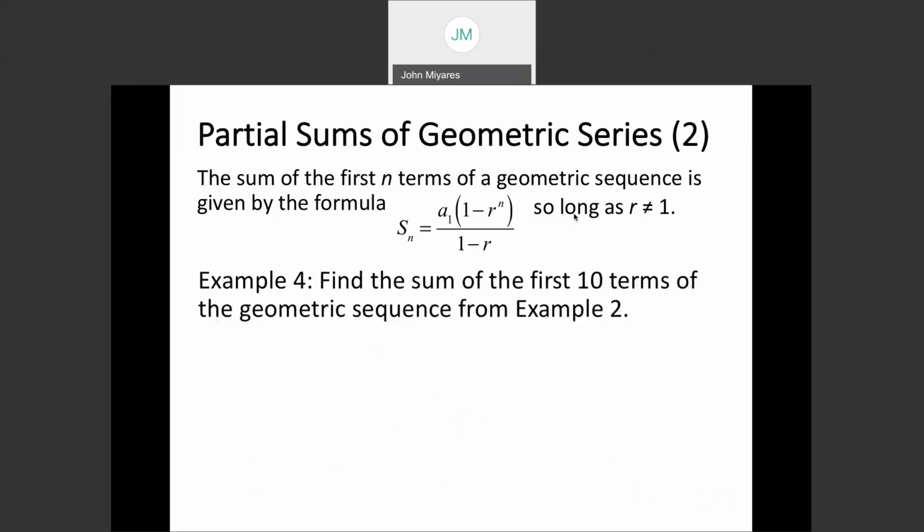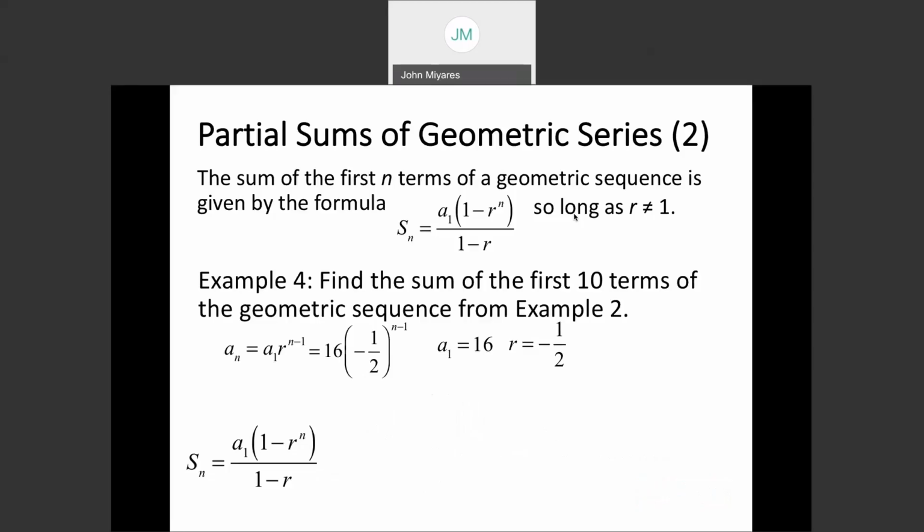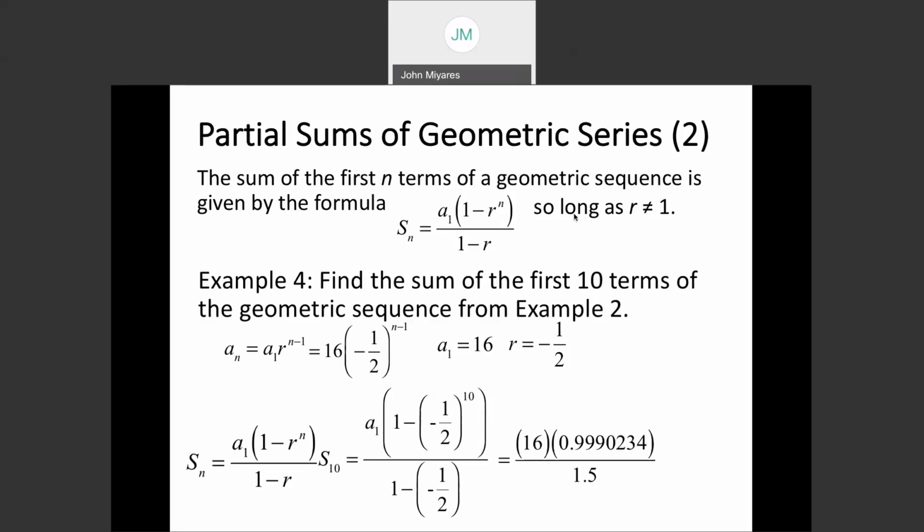Here's another example. Let's try the same thing for example 2. In example 2, we had 16 times negative 1/2 to the n minus 1 power. From this, we get a sub 1 equals 16 and r equals negative 1/2. Since I want to know the sum of the first 10 terms, I can substitute n equals 10 into the formula and r equals negative 1/2 as we see here. Evaluating each piece carefully and then substituting in a sub 1 equals 16, the result should simplify to 10.65625.